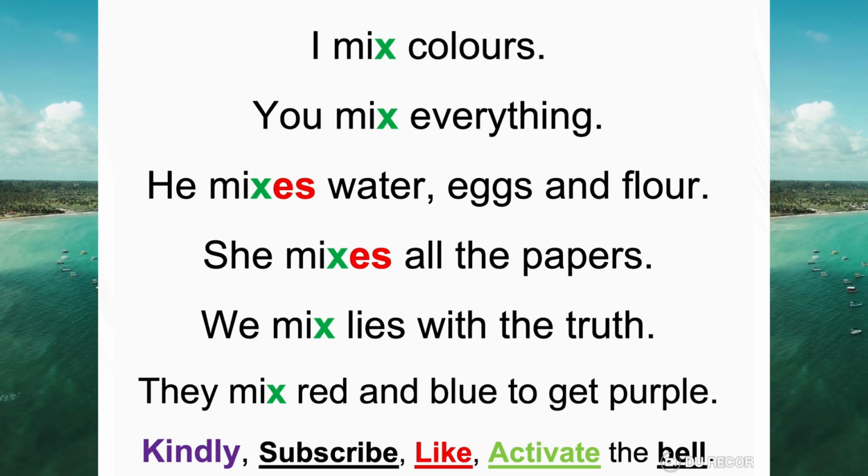As you see, I mix, you mix, we mix, they mix. The verb doesn't change. But with he and she, we add es to the end of the verb. He mixes. She mixes. Let's see the negative form.